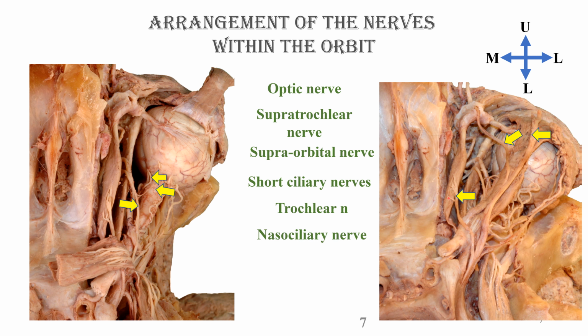That is the nasociliary nerve, which passes, as we said, between the medial rectus and the superior oblique. That is the lacrimal nerve going to the lacrimal gland, that is the lacrimal gland over here. And these are the long ciliary, which go sensory to the wall of the eyeball.